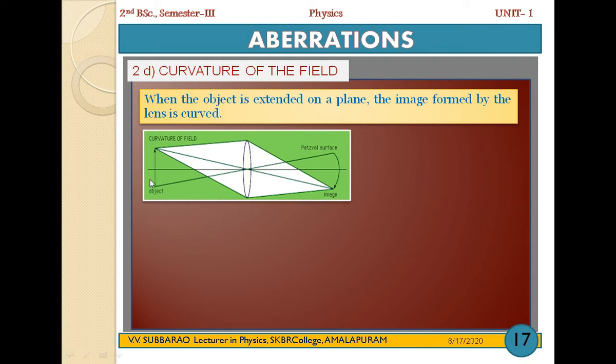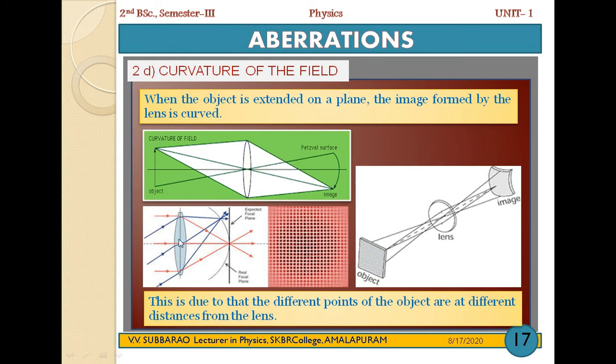If we want to take a photograph of a scenery placed on a wall, that means it is a plane. So here in some cases the objects may be extended or distributed on a plane instead of being a point. In such a case the image should also be expected to be a plane, but the lens forms a curved image of a plane object. This defect is called curvature of the field.